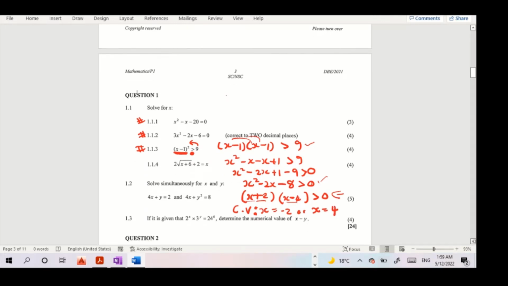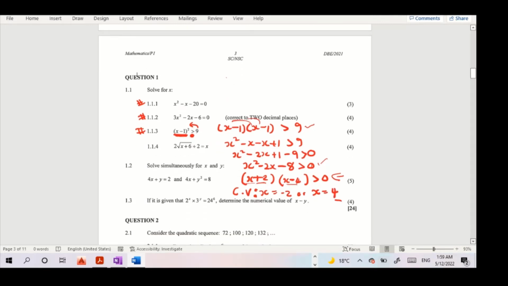Good. Now that we have our critical values, we're going to draw our number line. This is 0 and we represent our critical values. So this would be our 4, which is our critical value, and minus 2, which is also our critical value, right? So what you're going to do here is this.